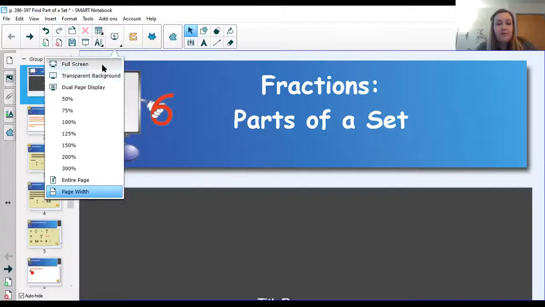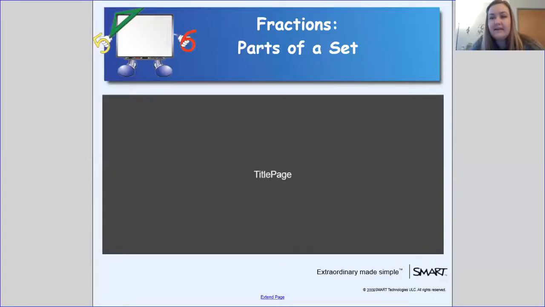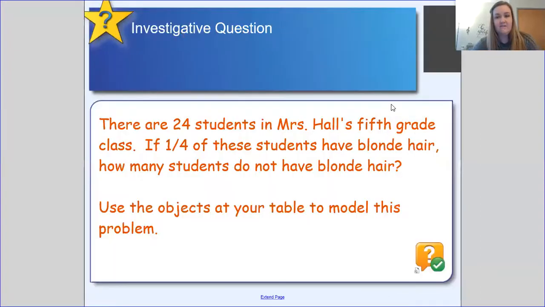If you want to follow along, your book has some things in it on page 396. Otherwise, follow along with me here on the Smartboard lesson. Okay, so finding part of a set for fractions. I want you to imagine, here's another problem. There are 24 students in Mrs. Hall's 5th grade class. If 1/4 of these students have blonde hair, how many students do not have blonde hair?